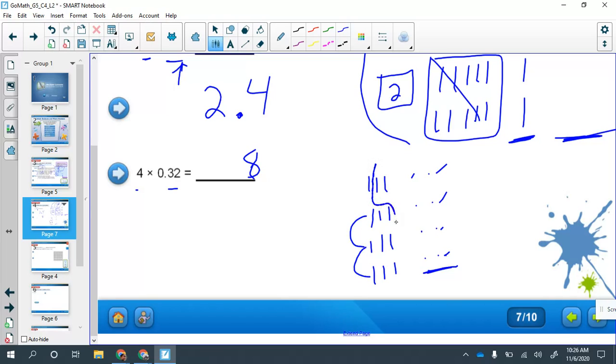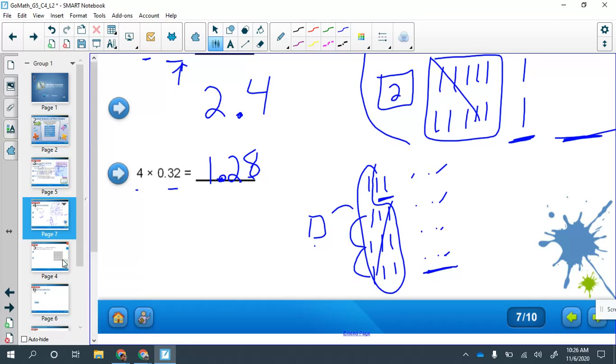So we're going to grab one of those, right? We're going to put all 10 of these together, and that is a 1. We have these 2 tenths left over. And then we had 1 in the ones place. So we get 1 and 28 hundredths. So that's how we can use a model, draw a quick picture to model our multiplication.